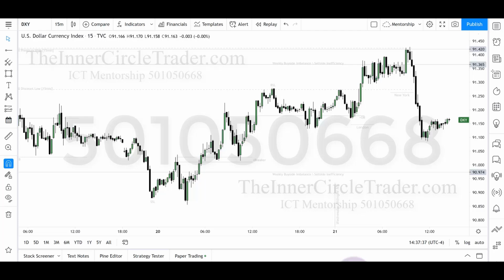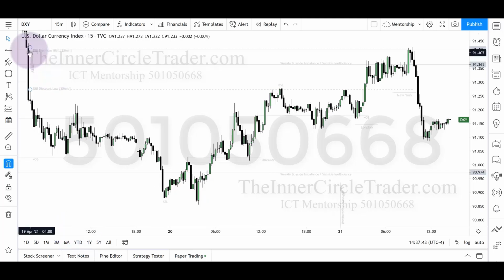All right, here is the 15-minute time frame on the dollar index. And let me scrunch this up a little bit. We have the sell side imbalance, buy side inefficiency, and the premium high and the discount low. That's these levels here respectively, which is also converging with that daily bearish breaker. See the 91.42 level here, the solid line? That is that daily bearish order block.